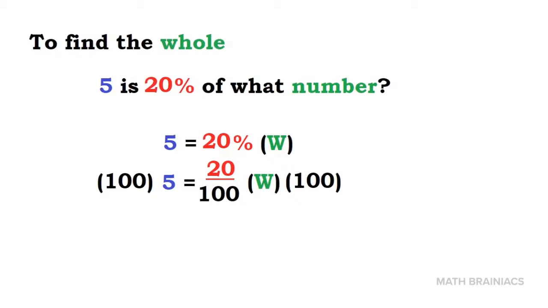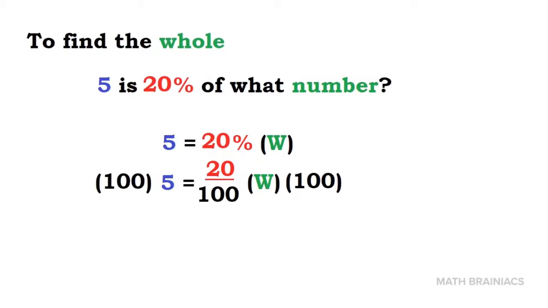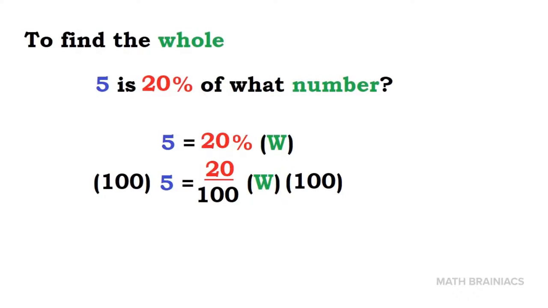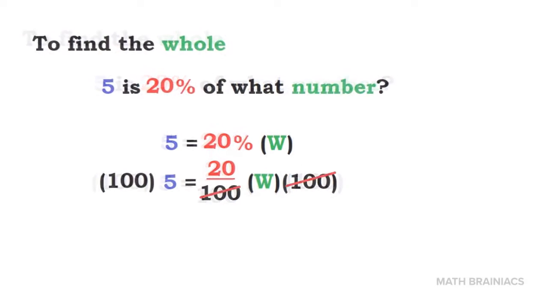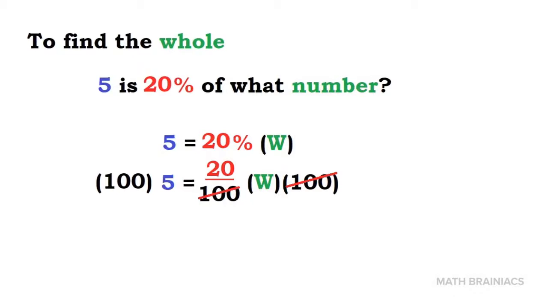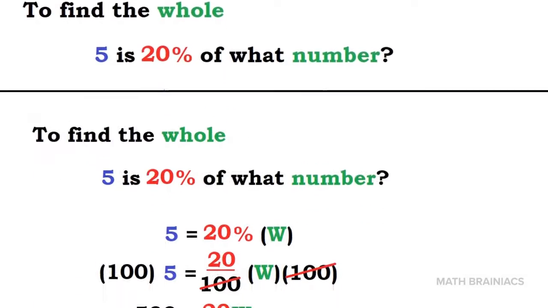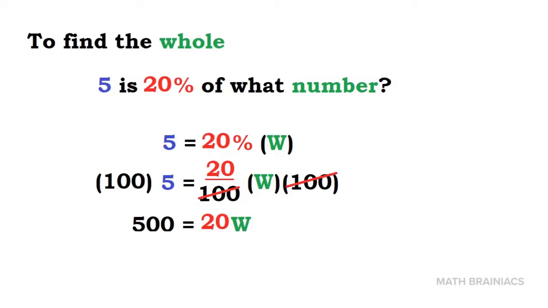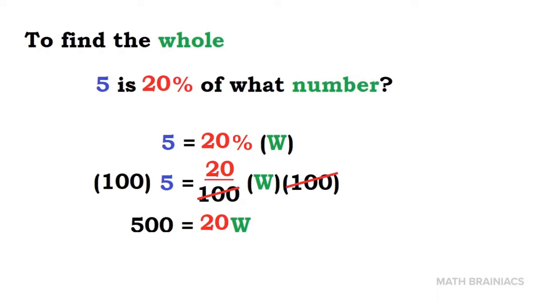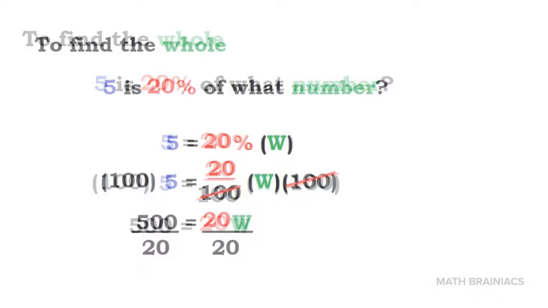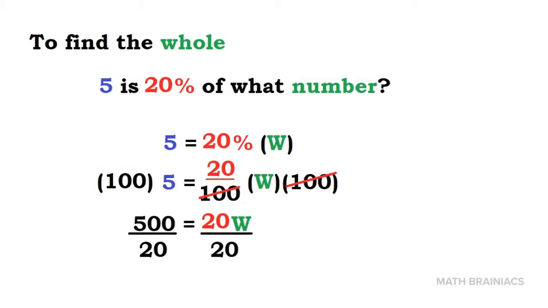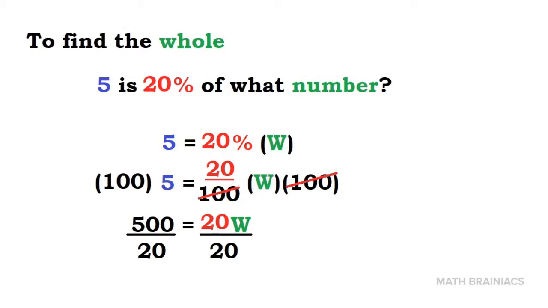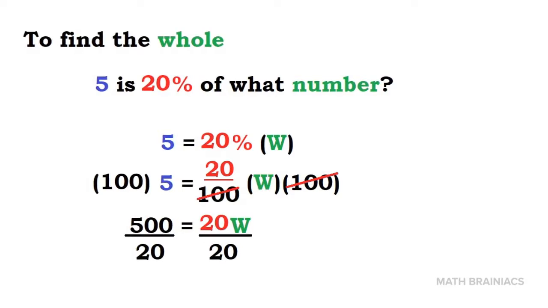To eliminate the 100 in the denominator, we're going to multiply both sides by 100. And we can cancel out 100 on the right side. To simplify 100 times 5, it will give us 500 is equal to 20W. Accordingly, we're going to divide both sides by 20 to eliminate 20 on the right side.